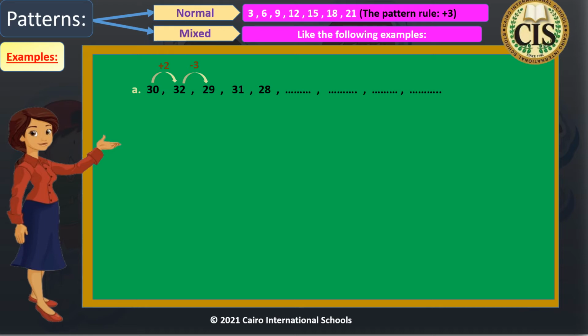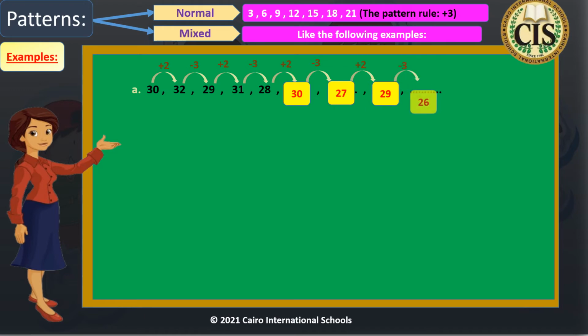Then the next one. We add 2. 29 plus 2 equals 31. 31 minus 3 equals 28. 28 plus 2 equals 30. 30 minus 3 equals 27. 27 plus 2 equals 29.